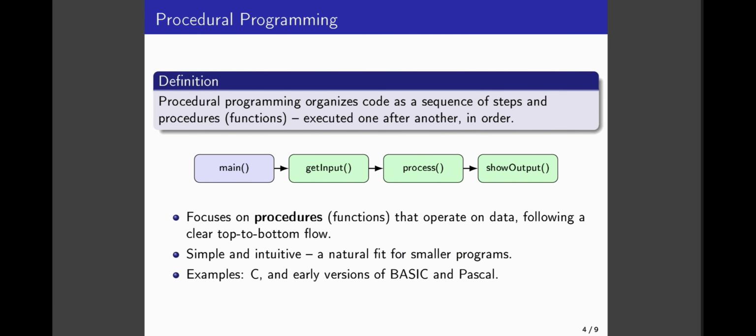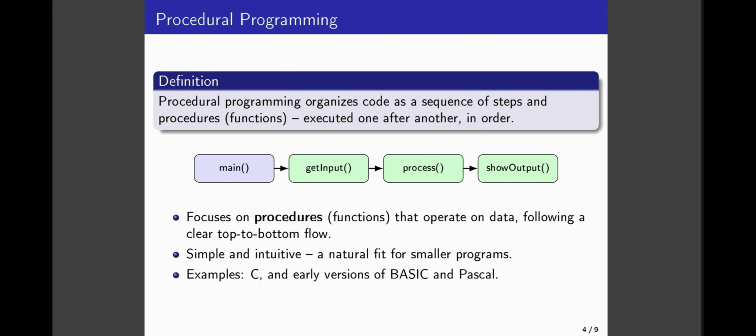So the paradigm most beginners actually learn first is procedural programming. Procedural programming organizes code as a sequence of steps and procedures, which is just another word for functions, executed one after another in order. So take a look at this flow. Main runs, which calls get input function, which leads into process, which leads into show output. It's a clear top to bottom sequence.